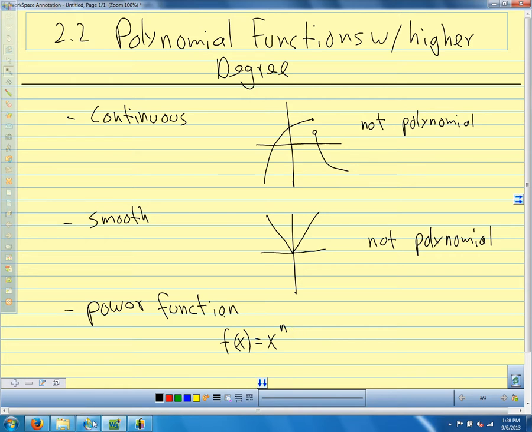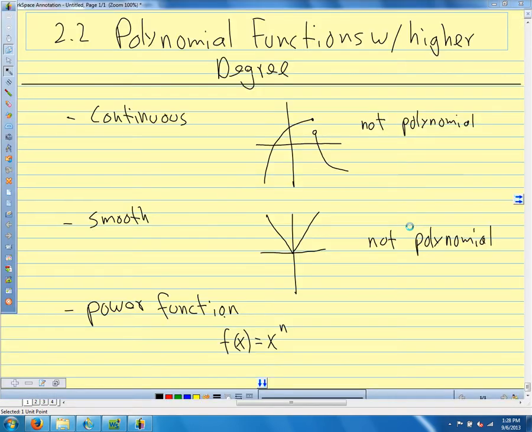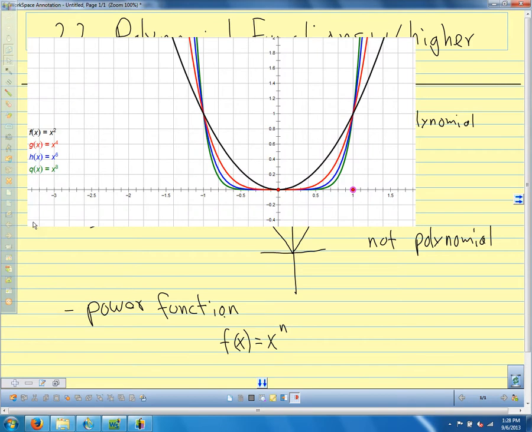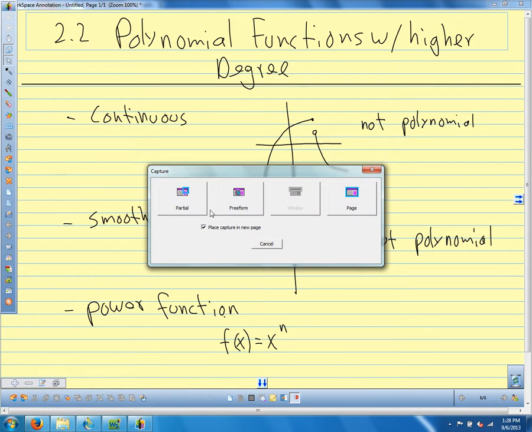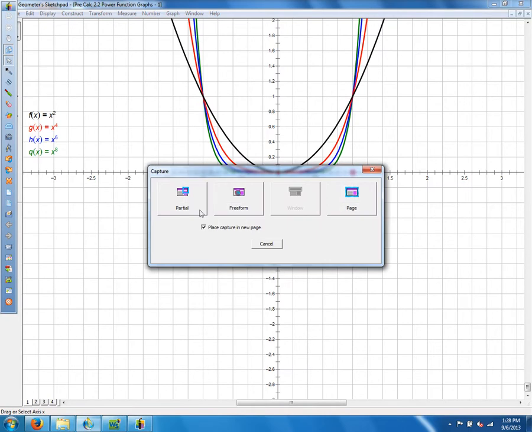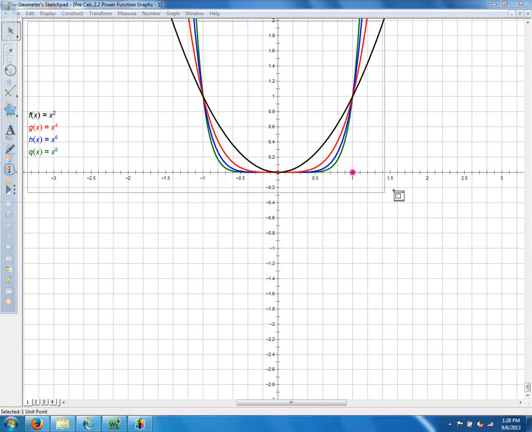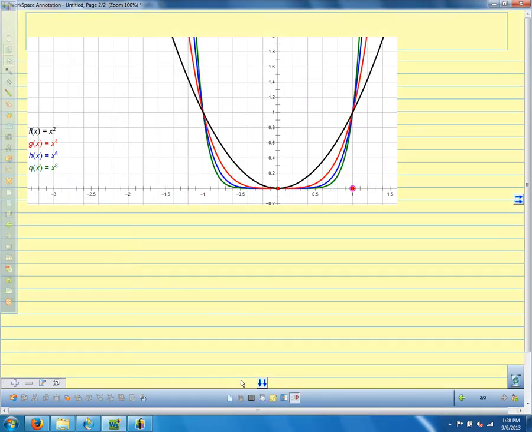So here we go to this, and I'm going to grab a picture of this so it shows up on the page of notes. Let me undo that. I want that on a new page. So here are some graphs of power functions.